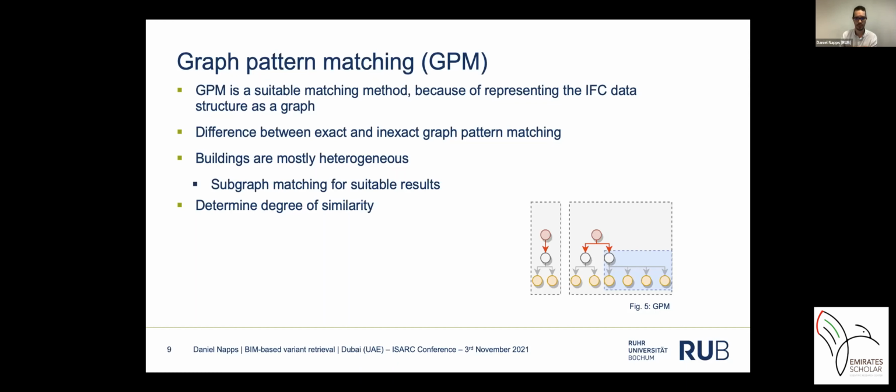To get an impression, in figure 5, you can see an inexact pattern matching. The pattern on the left is searched in the database, and the pattern on the right is the kind of inexact pattern match. So it is nearly the same, but you could have other connections or other options.